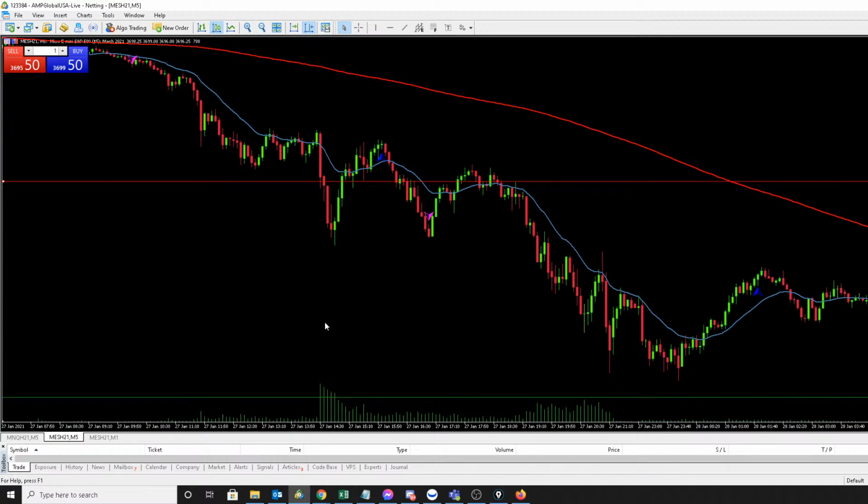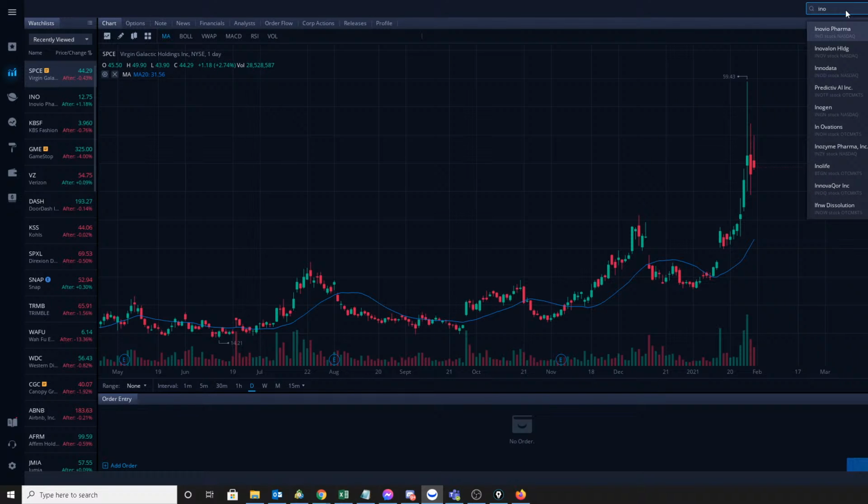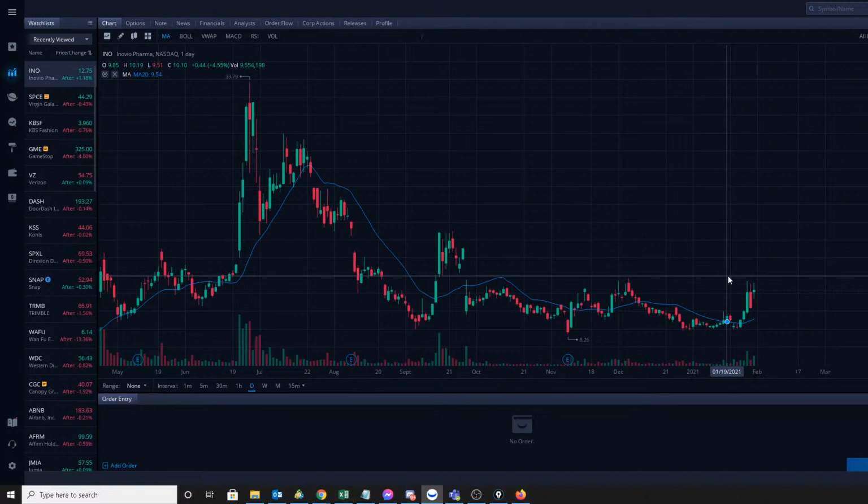Now, for those of you that are trading in the equities market, I want to walk through a little bit of what I look for, in particular for my swing trades, my longer term trades. And when I say swing trades, they could be one day, an entire week, or a couple of months.